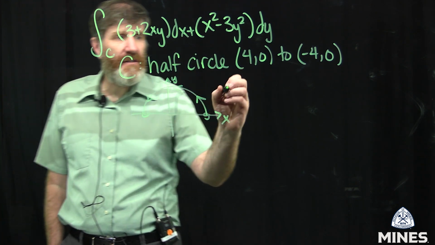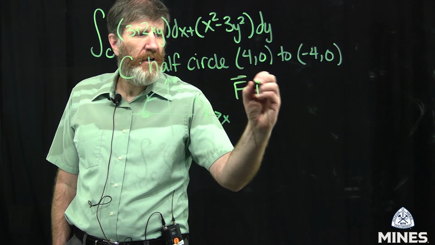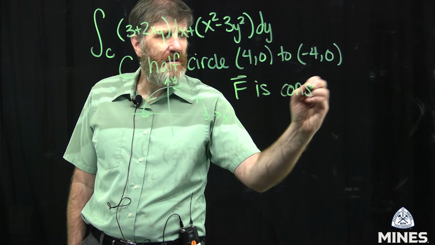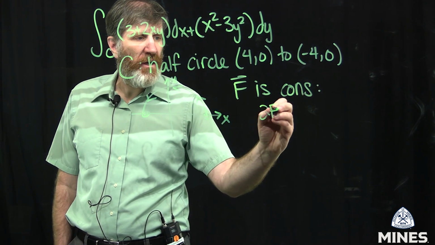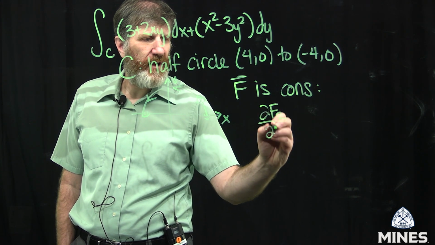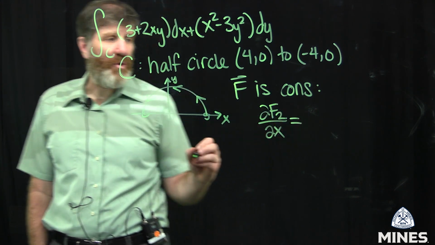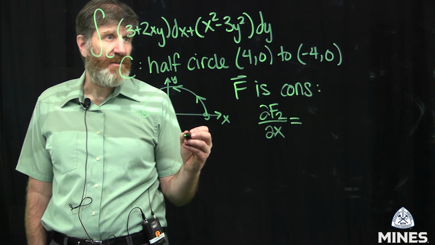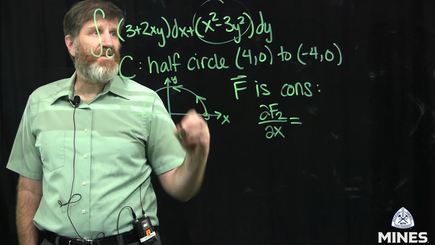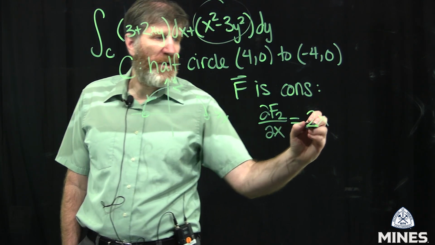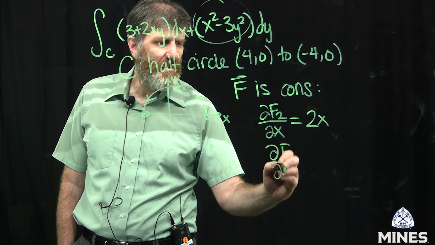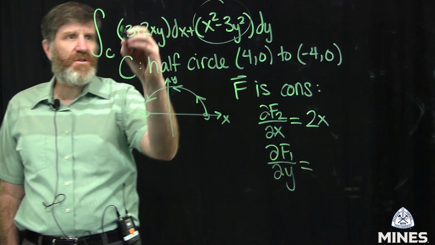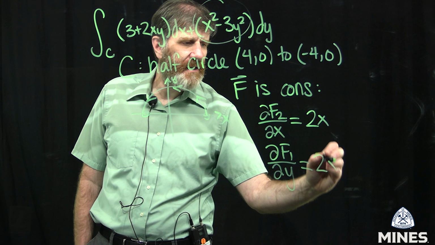But this vector field is conservative. And how do we know that? Remember, we do the partial derivative of the y component of our vector field with respect to x. So that's 2x, compared to the derivative of the first component with respect to y, which is also 2x.